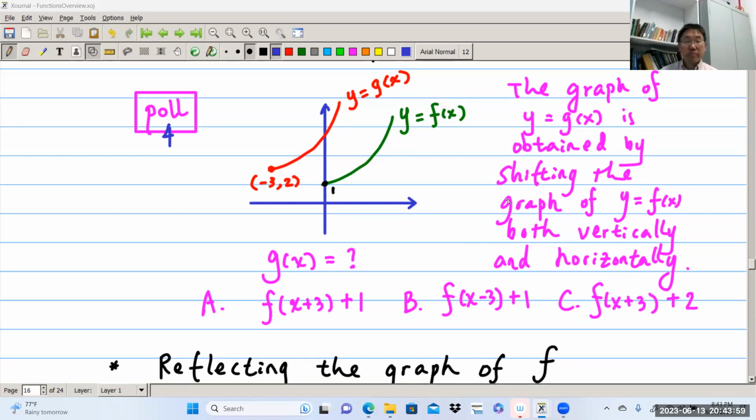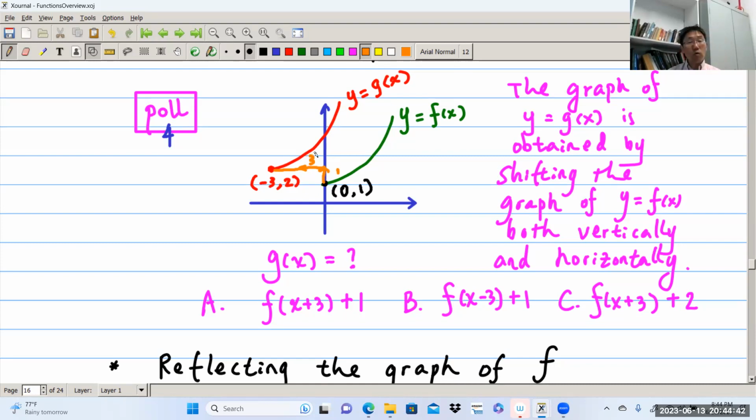So as you can see, this g of x is obtained by shifting this f of x. How to shift that f of x? You can just check this starting point here. The coordinates are 0, 1, right? Now you see this point is shifted to this guy, to negative 3, 2. So obviously you need to shift upward by how many units? From 1 to 2, you shift upward by 1. Then you shift to the left by how many units? From 0 to negative 3, by 3 units.